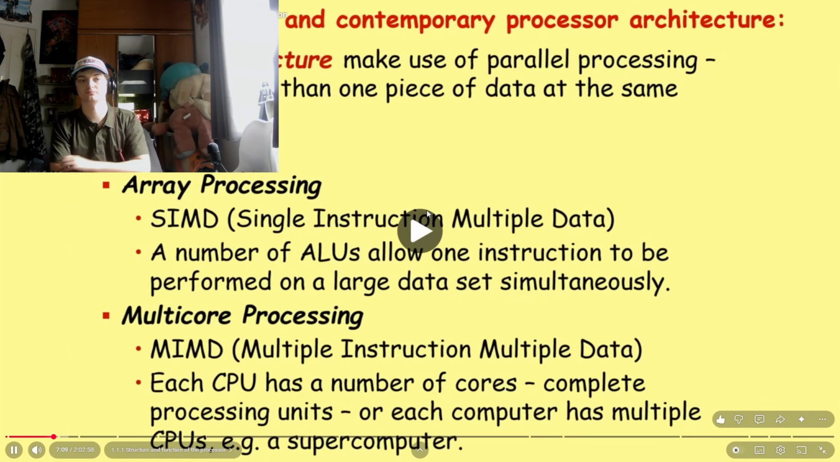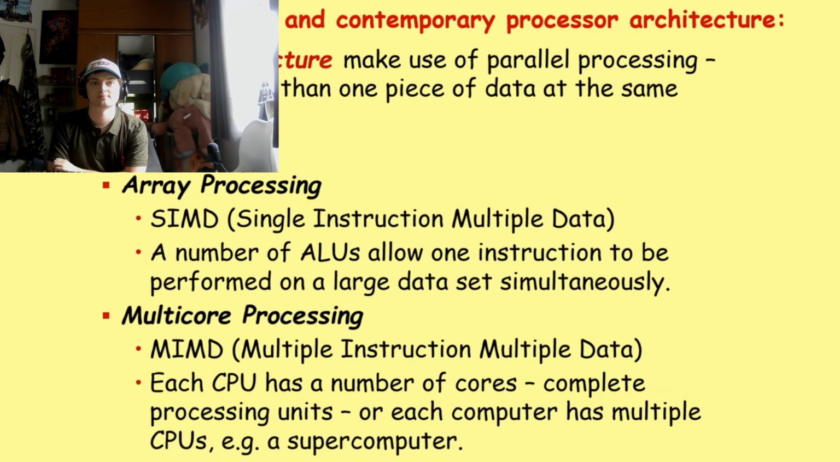But yeah, that's good. Anyway, contemporary architecture makes use of parallel processing, processing more than one piece of data at the same time. This includes pipelining, which we've already discussed, and array processing, which is an example of SIMD, single instruction multiple data. Here, a number of ALUs allow one instruction to be performed on a large data set simultaneously. An example of array processing would be a graphics card or something similar.